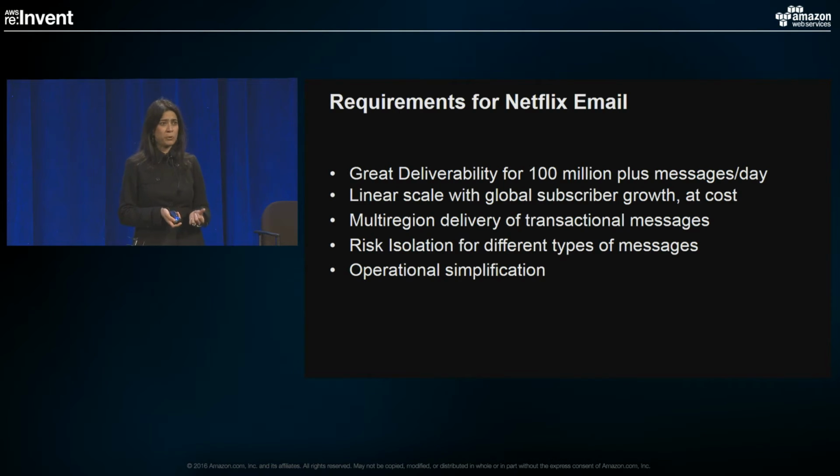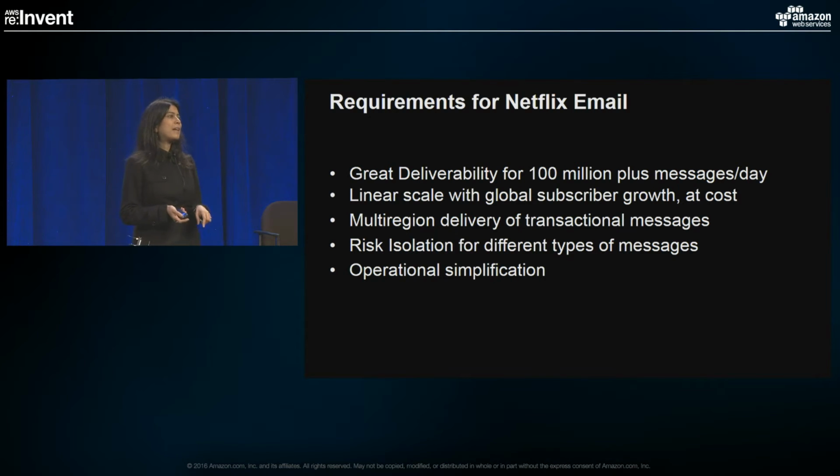So first and foremost, great deliverability for 100 million and more messages a day. We knew that we were going to be adding a lot more countries. We were going to go live all over the world. We were going to add more subscribers, and we would add more content. And that means we would just be messaging more to get people more engaged and to get them more excited and to drive our metrics. And so not only did we need great deliverability, we also needed a system that could scale linearly at cost with the global subscriber growth.